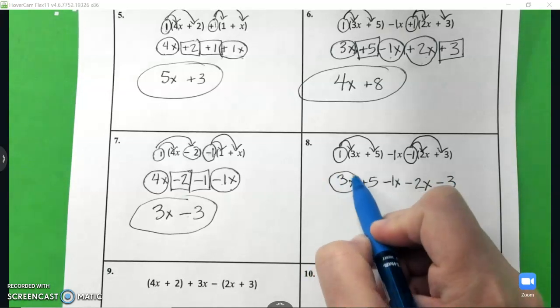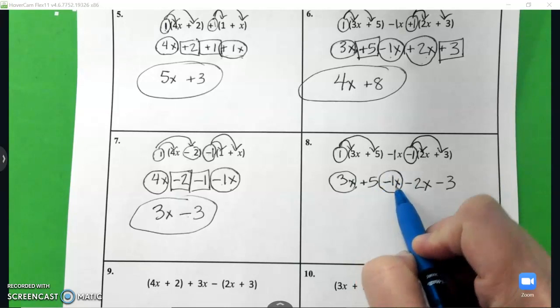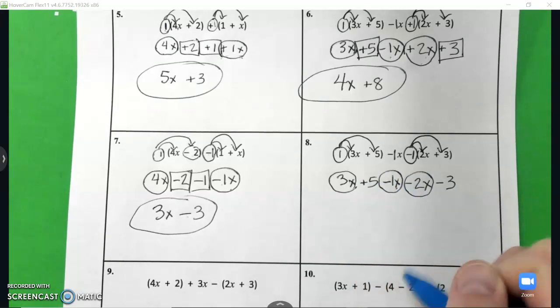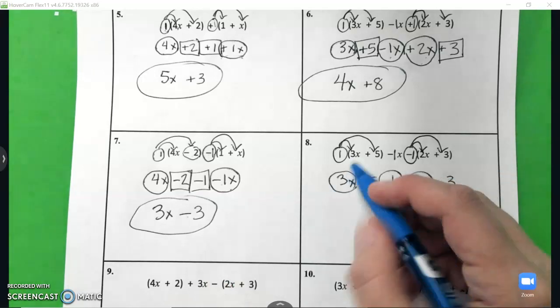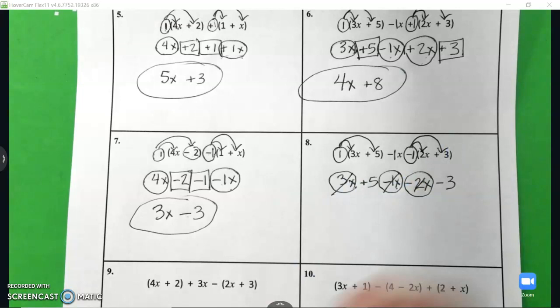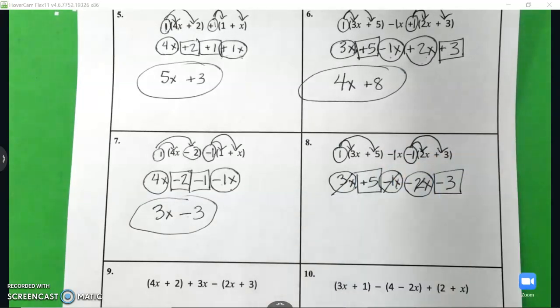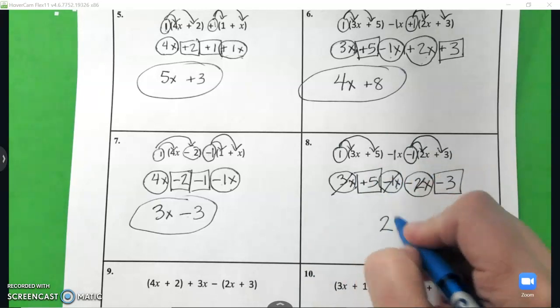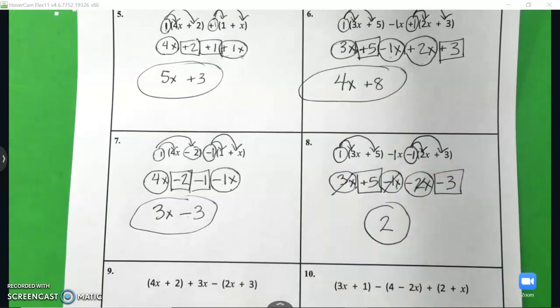So I have 3 x's, and I take away an x, so that leaves me with 2 x's, minus another 2 x's. I actually have 0 x's. And when I have 0 of something, I don't even have to write it. I can just get rid of it. So now I just have 5 minus 3, which would be 2. So my simplified version of this expression is 2.